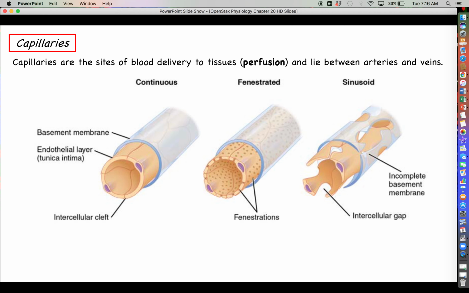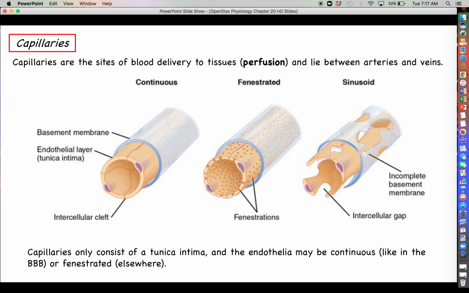So capillaries, as we have said, are the site of gas exchange and nutrient delivery and waste pickup. So when we're talking about blood delivery to tissues, that is a thing called perfusion. So we want our tissues, namely the most needy tissues like the brain and the heart and the skeletal muscle, to be well perfused with blood. In that way, they receive plenty of oxygen and nutrients. So capillaries are the site of tissue perfusion that exists between arteries and veins.